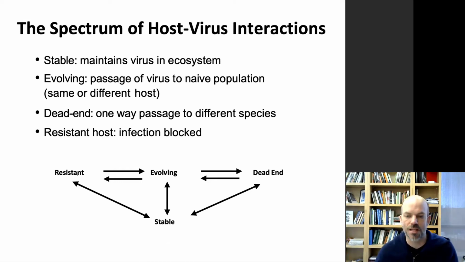And then in both these cases, the dead end and the resistant possibility, it's possible, if there's a change in the biology or maybe even something else, it can go back to a changing relationship and then maybe even go back to stable, right? So even though this is called dead end, it's possible if something changes, it could go to a different relationship, but something would have to change.